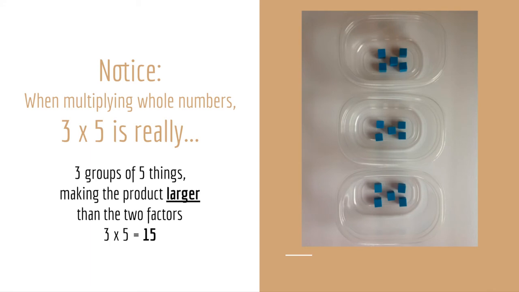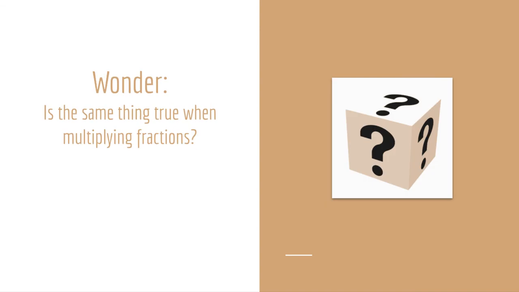I want you to notice when we multiply whole numbers, such as 3 times 5, what we're really saying is 3 groups of 5 things. This makes the product larger than the 2 factors. 3 times 5 equals 15. I want you to wonder, do you think this is the same thing that will happen when we multiply fractions together?